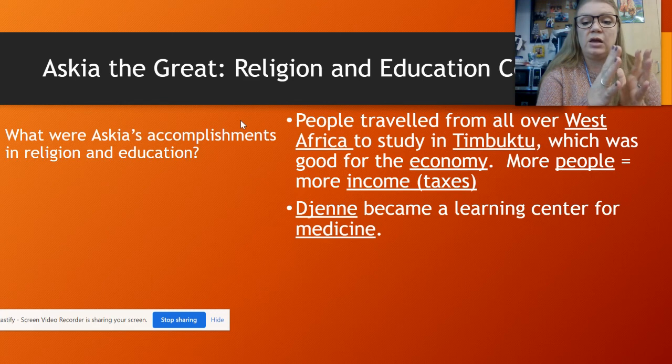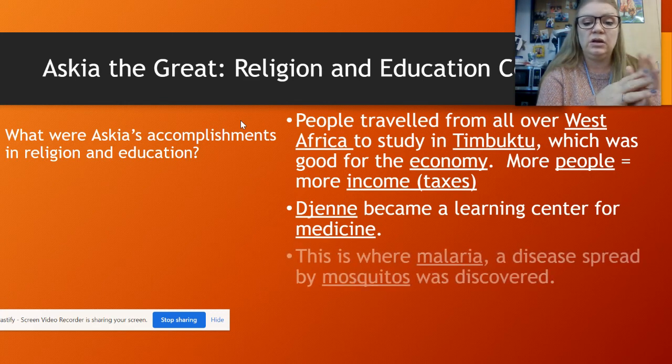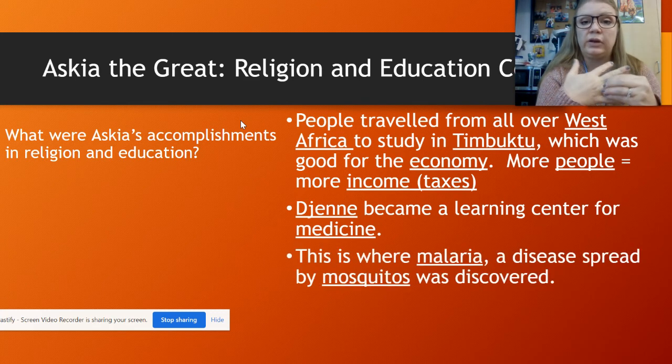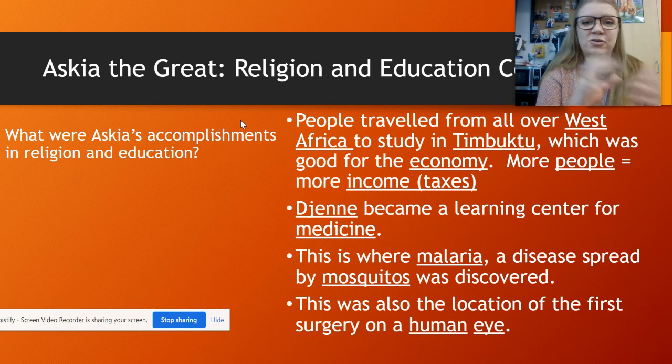Jenne became a learning center for medicine. This is where malaria, a disease that's spread by mosquitoes, was first discovered. And this is also just a fun little fact: the first location of the very first surgery on the human eye. So just some interesting facts to go along with that. So Jenne was definitely a learning center for medicine.